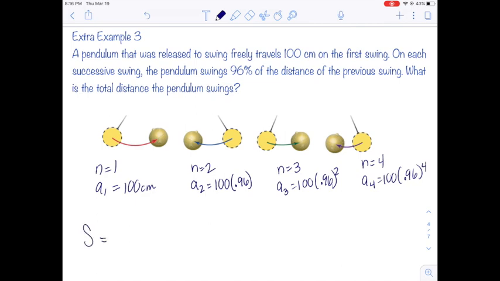So you can find the sum that this pendulum traveled by using your first term, your 100, divided by 1 minus your r value, which is your common ratio of the 0.96. Drop that into your calculator and you end up to have traveled 2,500 centimeters.